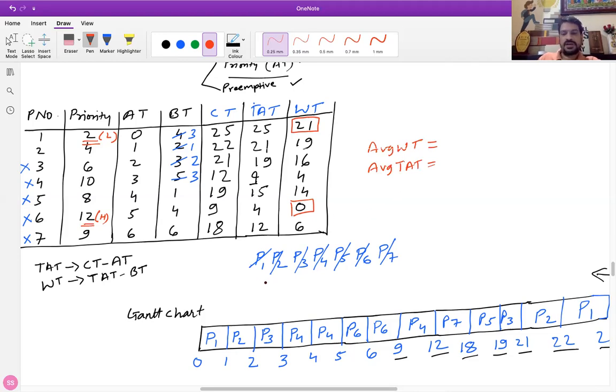Now come to this particular scheduling. Here you can see that P1 is executing previously, then it will be preempted. It will be preempted.